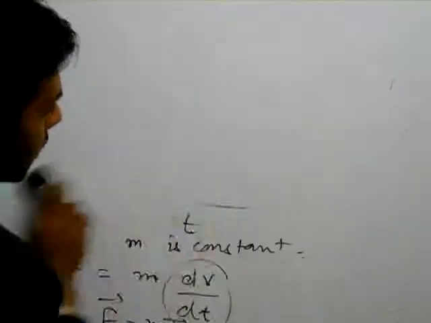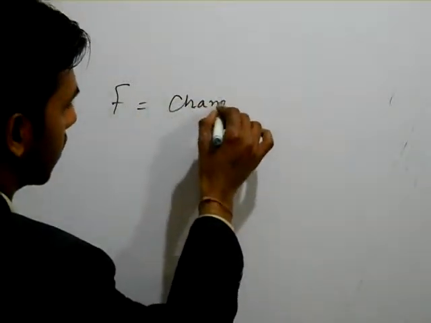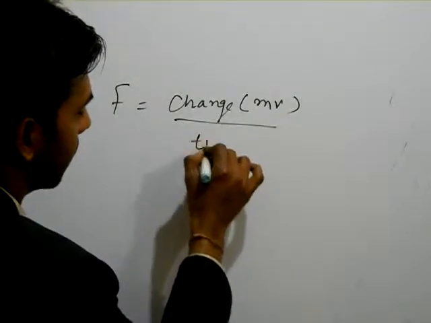What will happen if the mass is not constant? It can happen, and this is the case of rockets. In rockets, fuel burns, so the mass continuously decreases. So we have to consider the complete change of the product, the change in mv upon time.